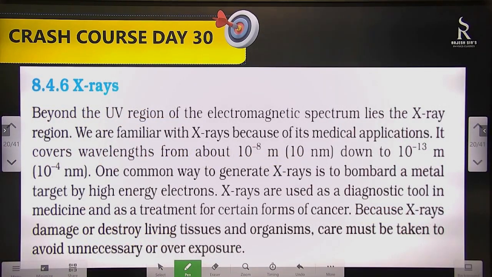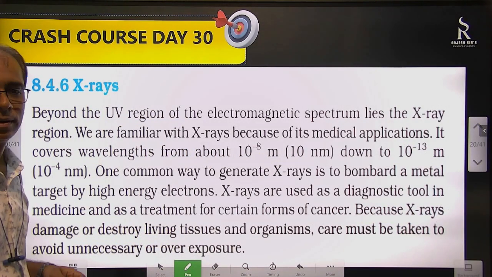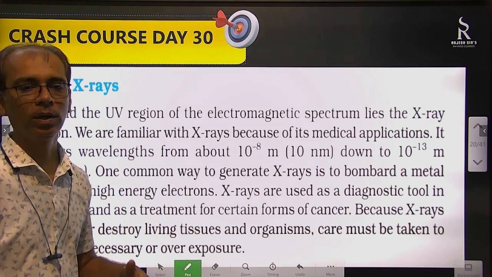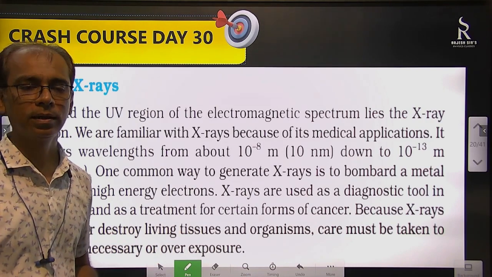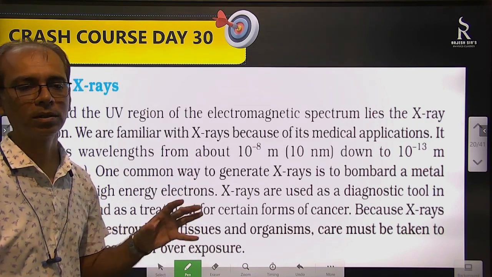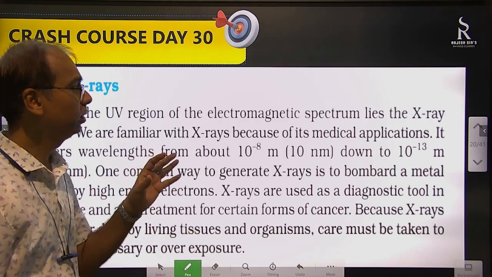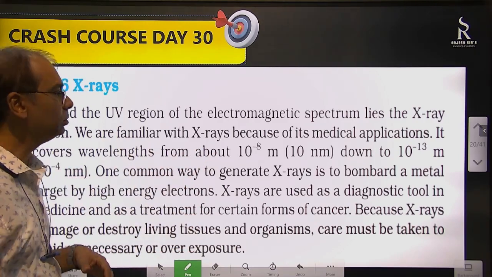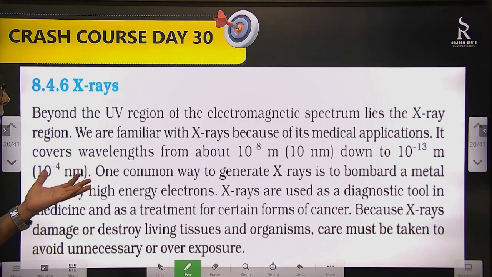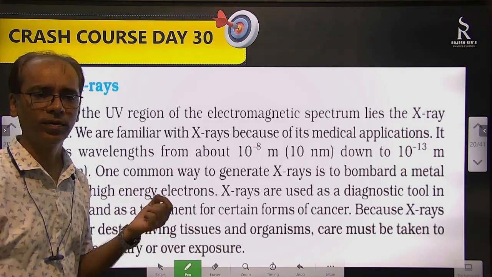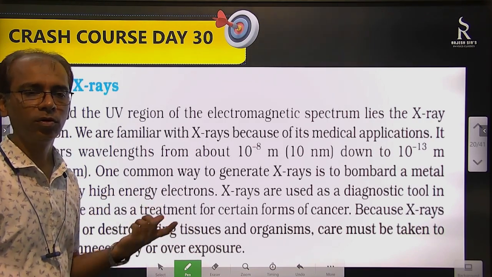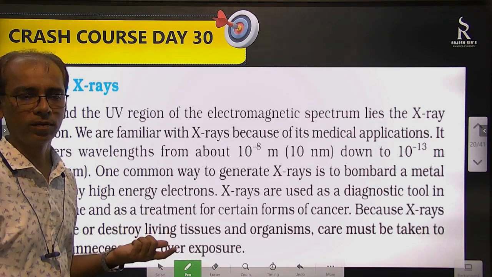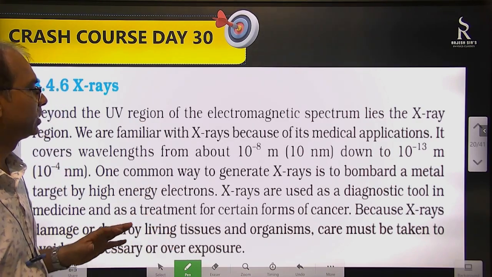X-rays. X-rays are produced by accelerating electrons. When you bombard accelerating electrons on any heavy metal, then we get X-rays. We are familiar with X-rays because if any fracture happens in our body, we go for an X-ray photograph. Those are X-rays only.